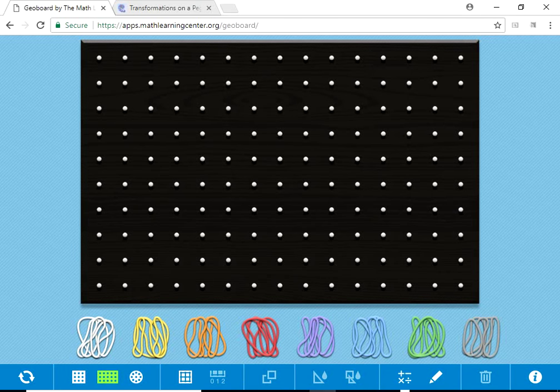We're going to be learning about how to use a geoboard. But first off, we're going to talk about what a geoboard is. A geoboard is a manipulative used to explain the basic concepts of plane geometry like area, perimeter, and properties of polygons, just to name a few.